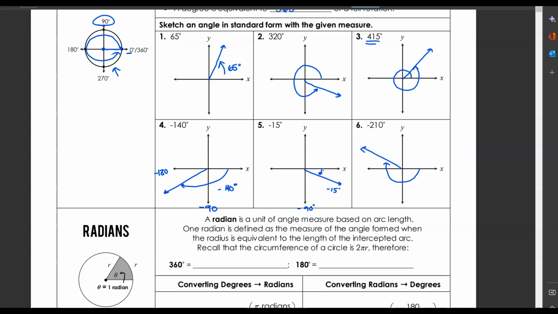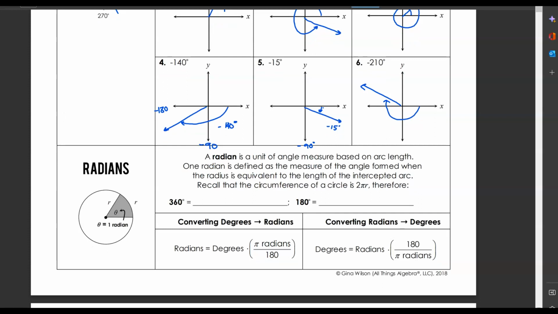Okay, all right. So let's take a look at radians. Radians is another way that we can look at a unit of angle measure, and this is based off of the arc length.